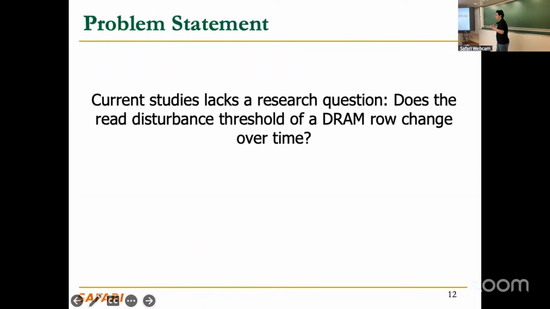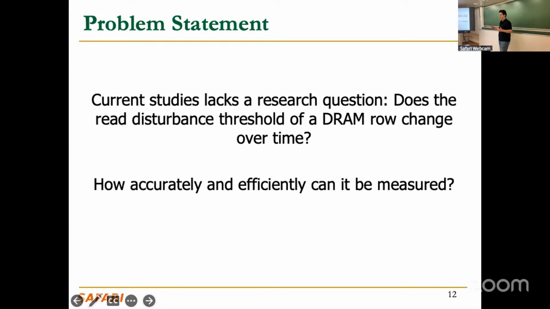And so our problem statement is that we saw current studies lack a research question. Do these read disturbance thresholds change over time? And if so, how accurately and efficiently can we measure them?